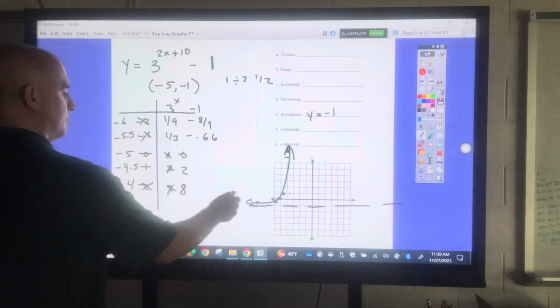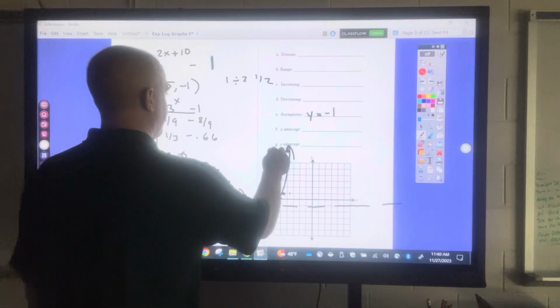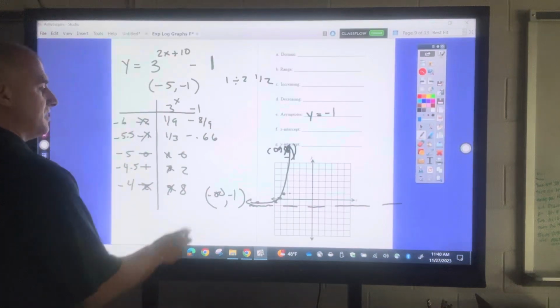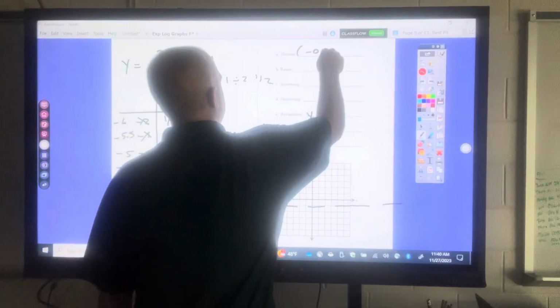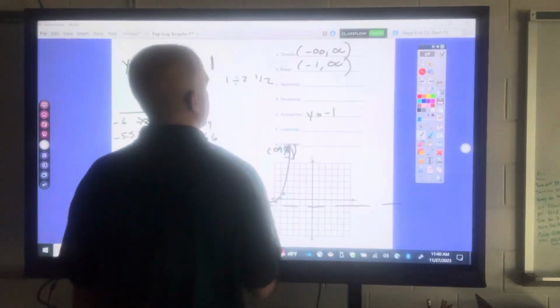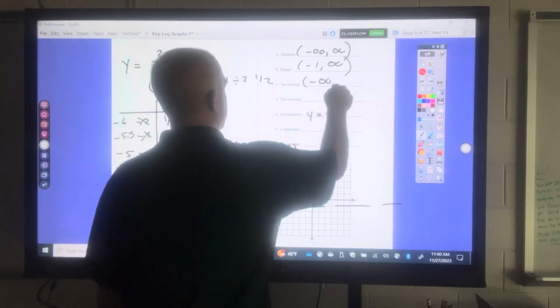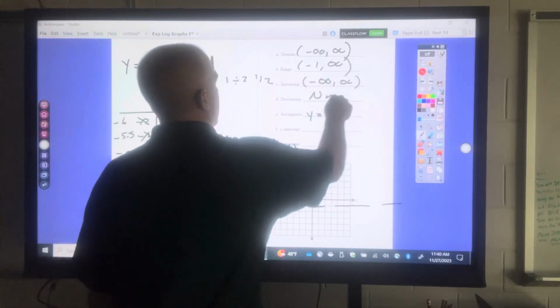Okay, so what's that asymptote going to be? That's going to be -1, -infinity, +infinity. Okay, so my domain, -infinity to infinity. My range, -1 to infinity. Okay, this is increasing from -infinity to infinity. This is none. Okay.